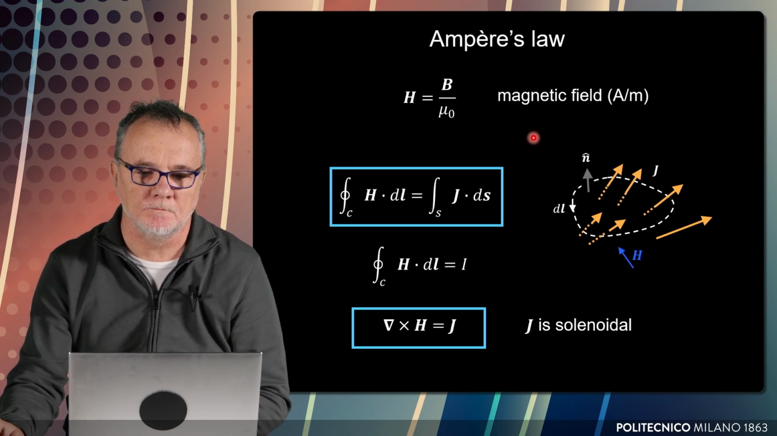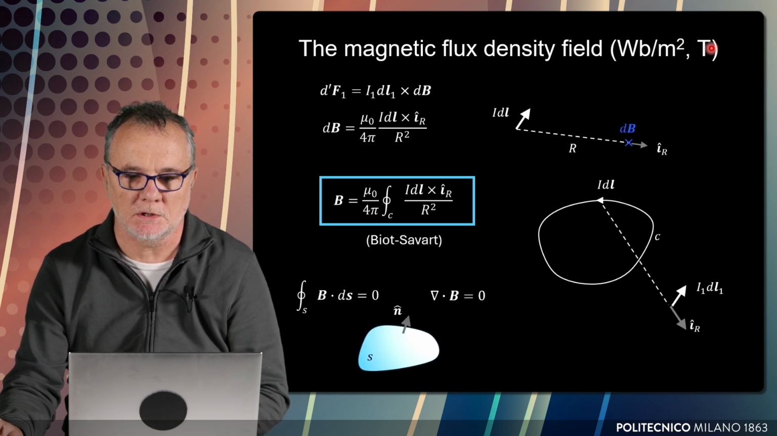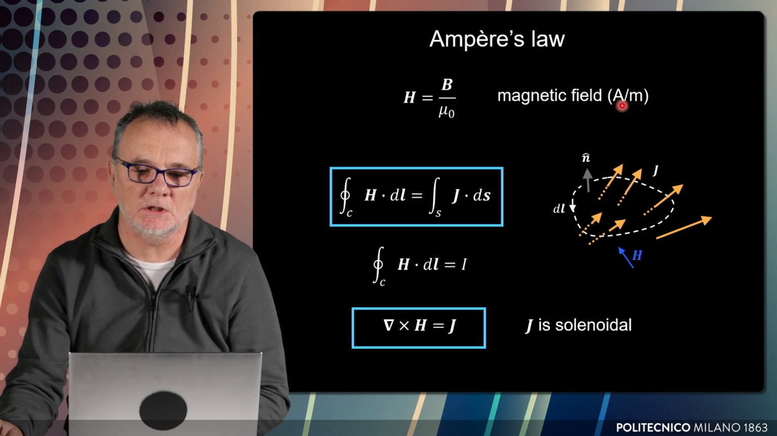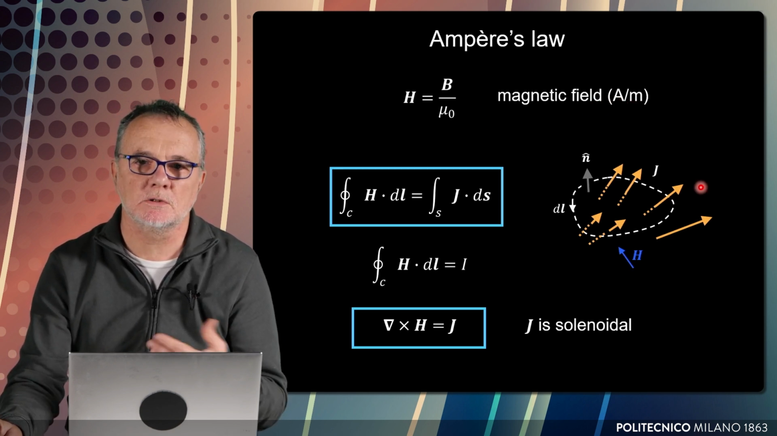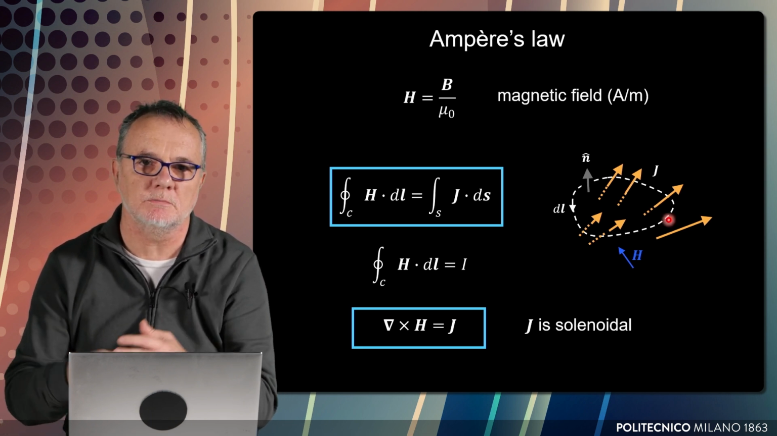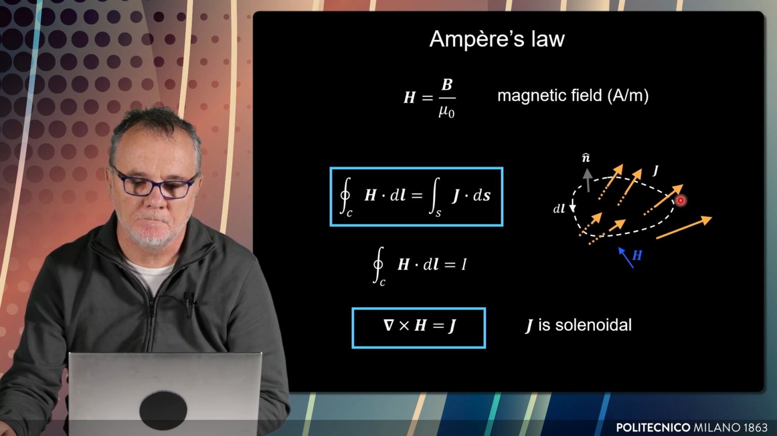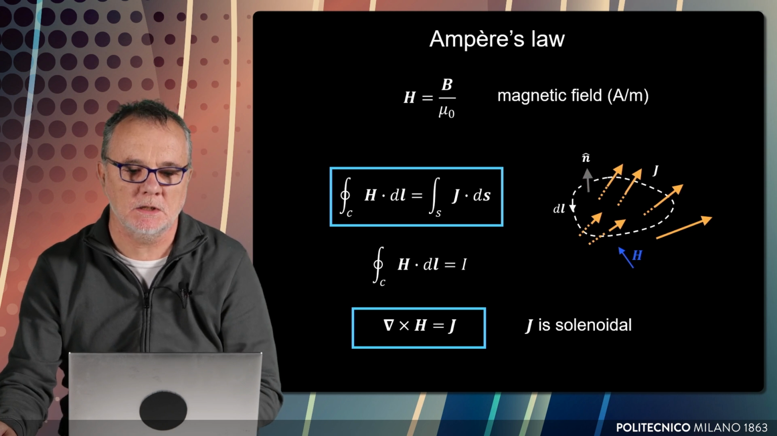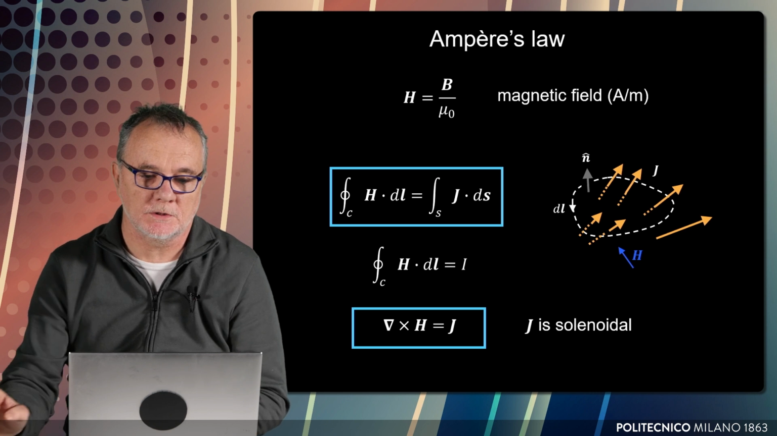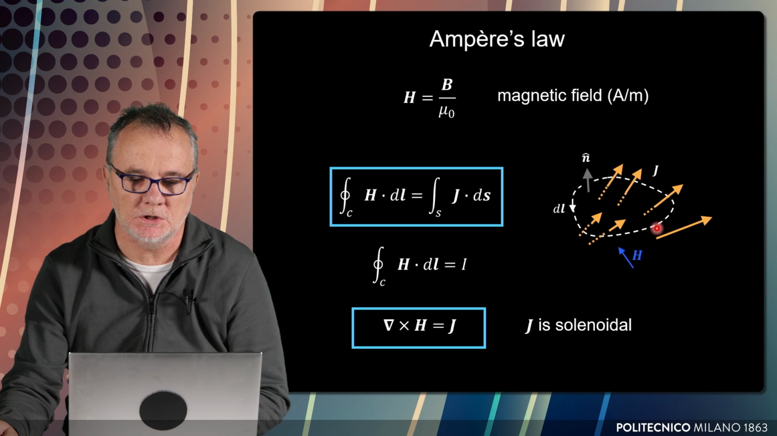So we have the B field, measured in Weber per square meter or Tesla, and we have the H field, the magnetic field, which is measured in ampere per meter. Now, Ampere's law states that suppose we have in space a given distribution of current density J, and suppose that we draw a line like this in space, and this line is the boundary of an open surface. So let's compute the circulation of H through this line that we have plotted in space.